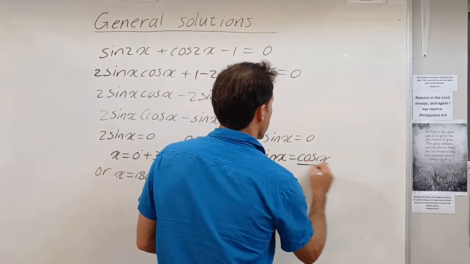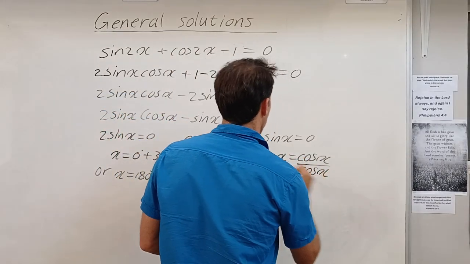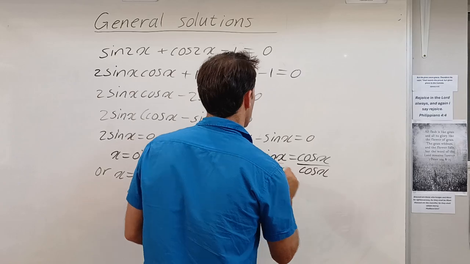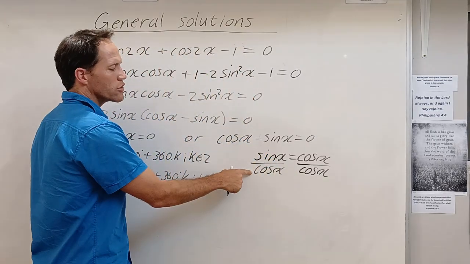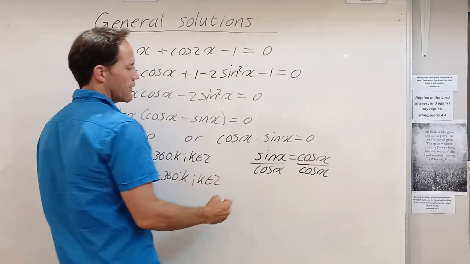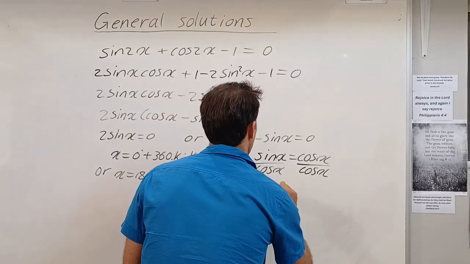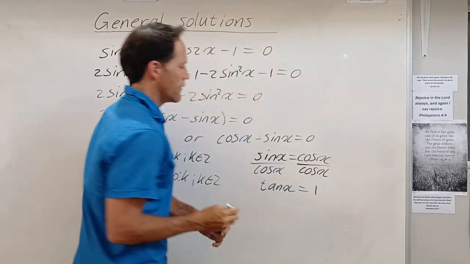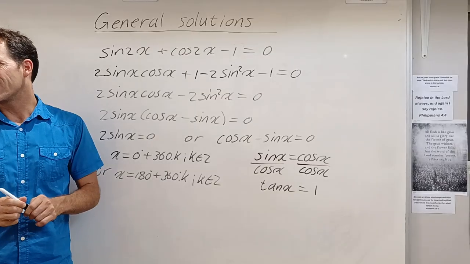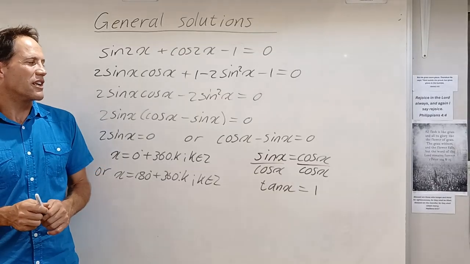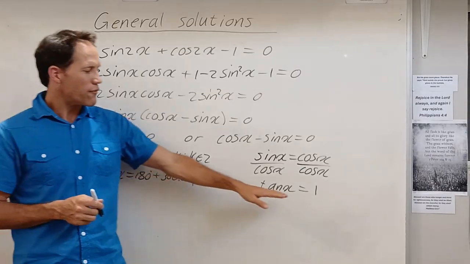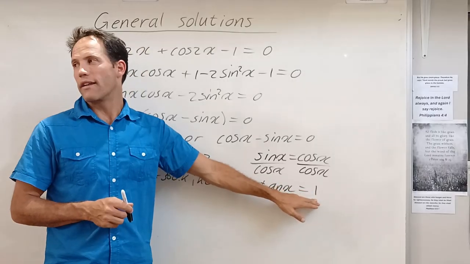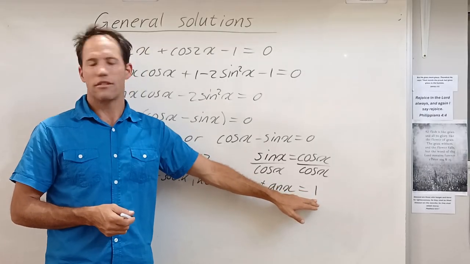Why? Because when I divide both sides by cos x, we can change the sine over cos to tan. And then cos divided by cos is 1. So that's what you do there. Change the sine over cos to tan. And now you can figure out where is tan x equal to 1. It's at 45 degrees.